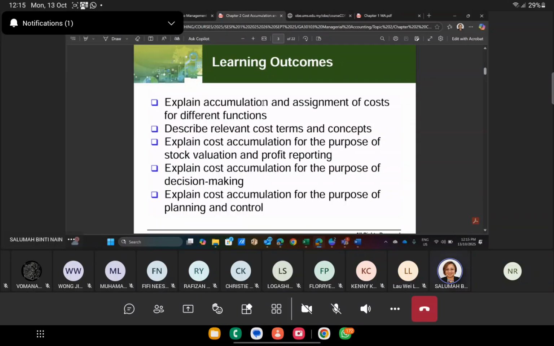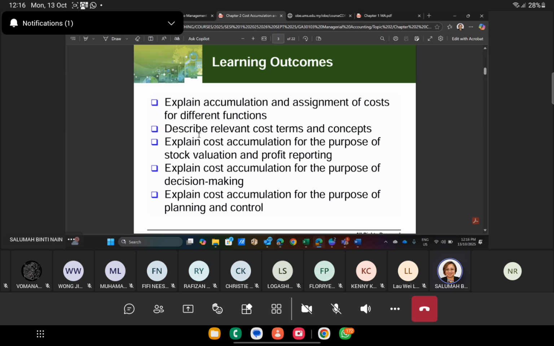To explain accumulation and assignment of costs for different functions. Some books call this cost classification. Okay, so it's a standard for management accounting. Chapter 2 is going to be cost classification. Some books, this book, they use cost accumulation and cost assignment.